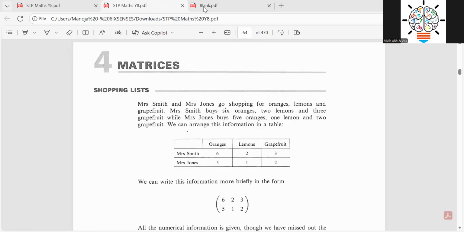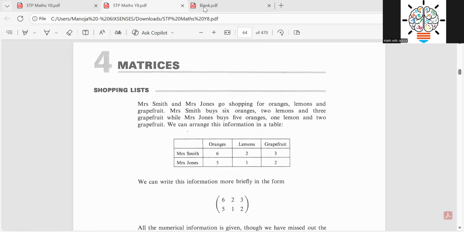The word matrix in mathematics is a rectangular arrangement of numbers, symbols, or expressions organized in rows and columns. Right? That is the meaning of matrix. In mathematics, if we are talking about a matrix, I repeat, it is a rectangular arrangement of numbers, symbols, or expressions organized in rows and columns. Okay, so let me explain this with an example.